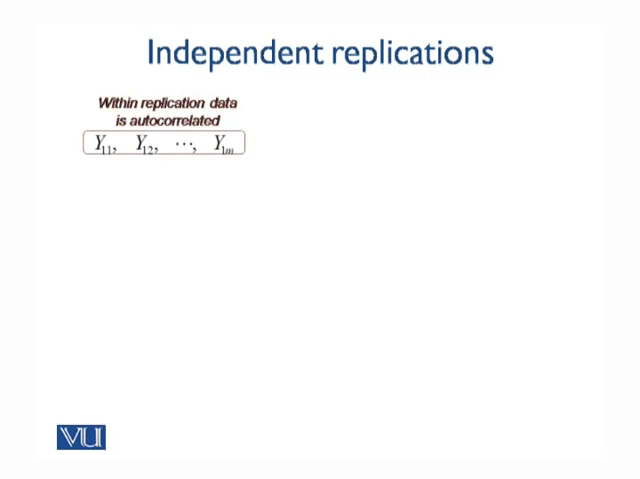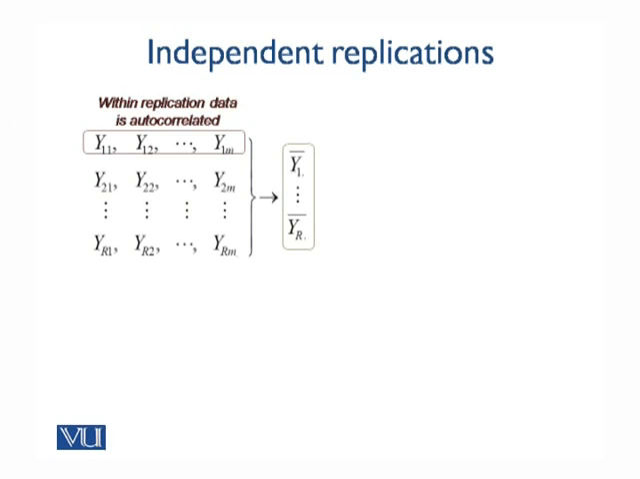Clearly, within a replication, the data is autocorrelated. So we make use of all of this sequence in the first simulation run, and we derive some statistic on the basis of that, typically the average value, and we now treat this as a new random variable. We do the same for all the other replications, and then we have a sequence of IID random variables.